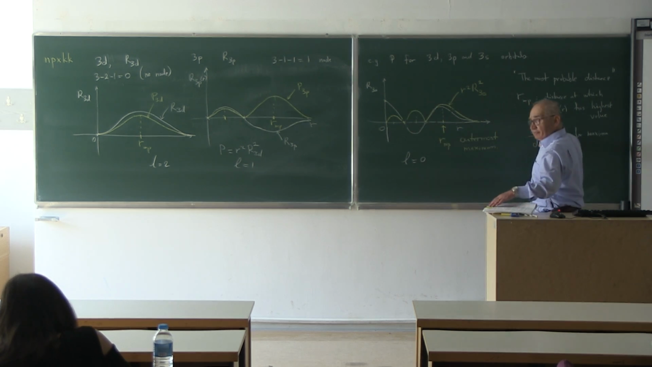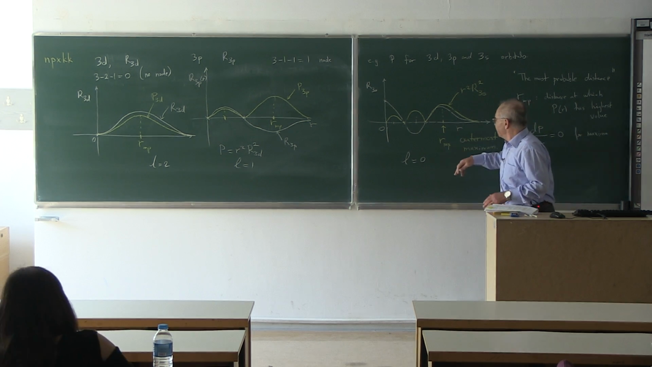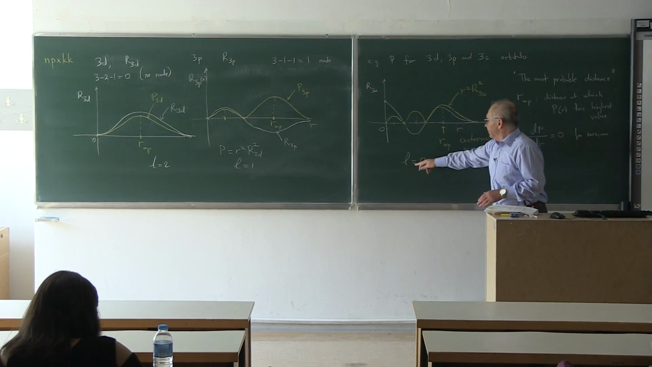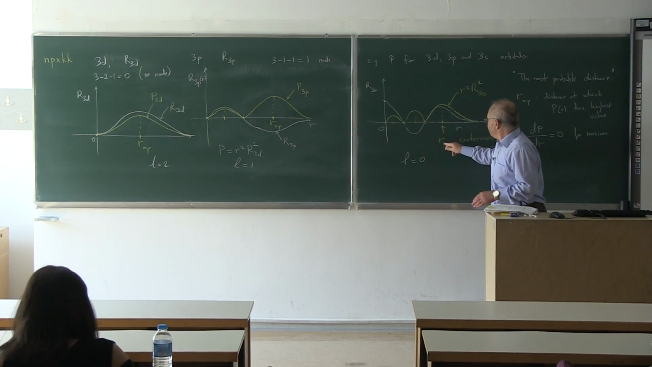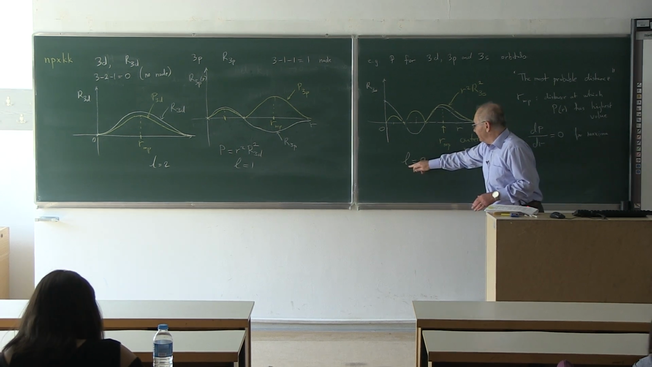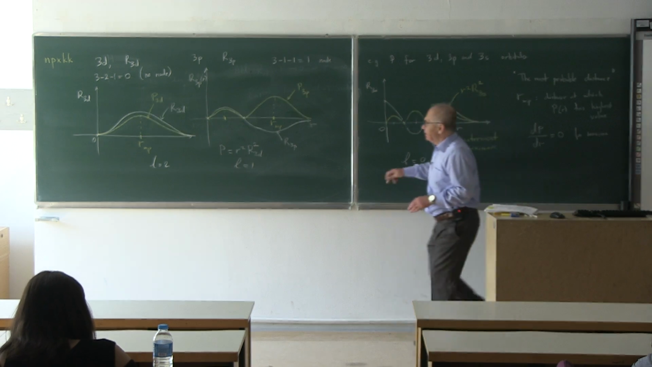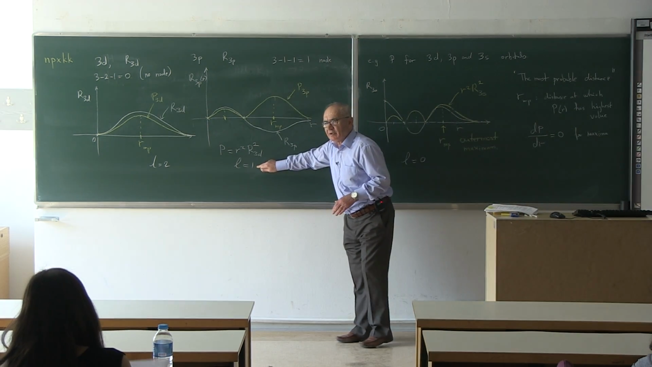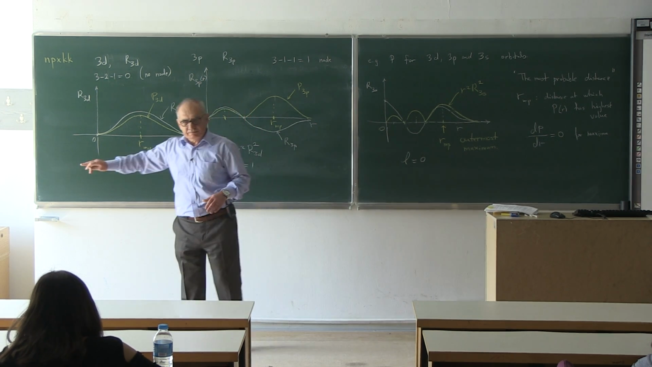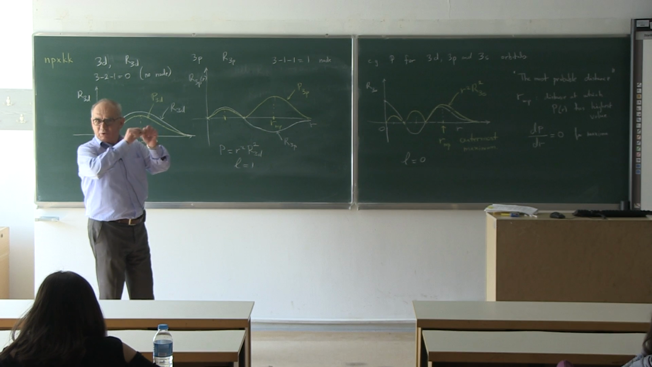This calculation shows that the most probable distance, RMP, is largest for L equals 0. Then comes L equals 1. Then comes L equals 2. Is that understood? So there is a trend according to L value.